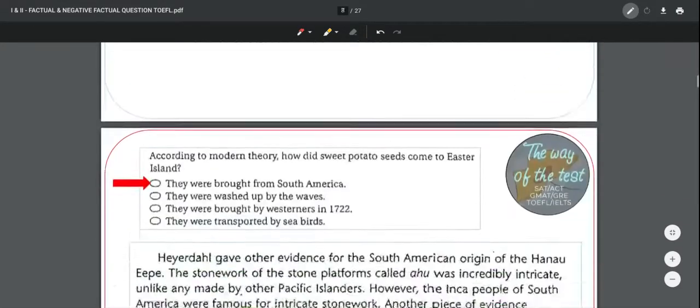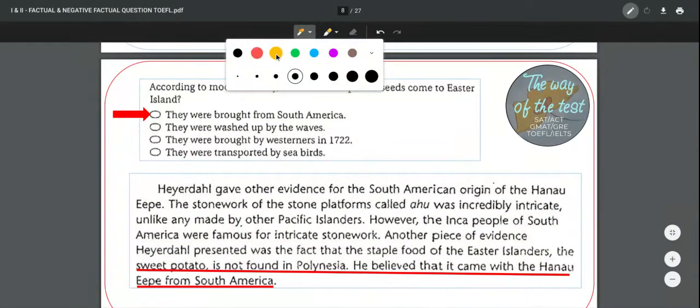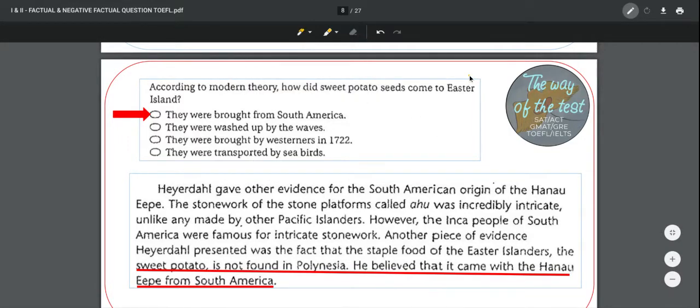Okay, we're going to analyze the alternatives. And remember, this is a factual question, so the right alternative has to be in the text. If it's not, it's not my answer. So we're going to analyze the first one. They were brought from South America. And we go to the text, and it does say that they came with the Hanau Eep from South America. So it does mention that they come from South America, okay? We're going to hold on for a moment.